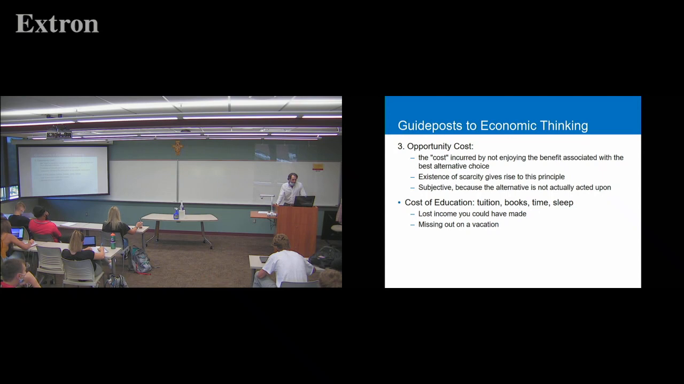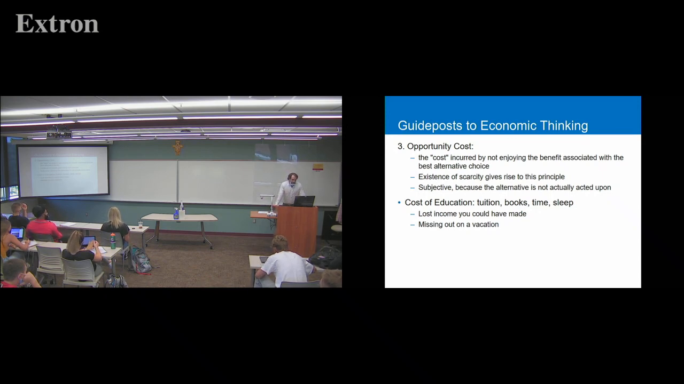Now, because of scarcity, that's why we have opportunity cost, because you have to choose between different things. There's always something that you're going to be giving up or something you're not choosing to do. And this is going to be subjective because the alternative isn't actually acted upon. For each person, it's going to be different because each person faces different choices. They have different wants and different desires and all that.